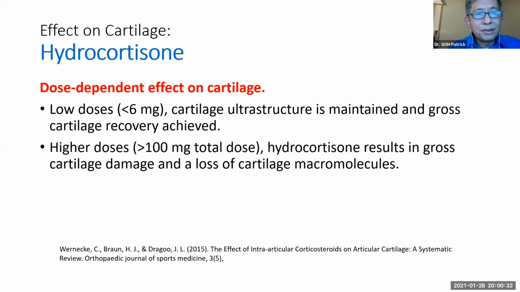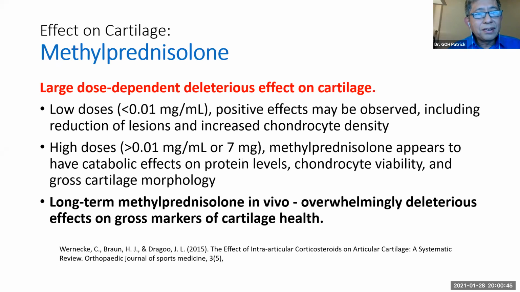So for hydrocortisone, there's a dose-dependent effect on the cartilage. At low doses, the structure is maintained. Nothing bad happens, but at higher doses, there's gross cartilage damage and loss of cartilage macromolecules. Same for methylprednisolone, but the effect seems to be pretty pronounced. Large doses would give you quite severe effects, affecting chondrocyte viability and causing gross cartilage morphology changes. And if it's applied long-term in vivo, there are overwhelmingly deleterious effects on gross markers of cartilage health.